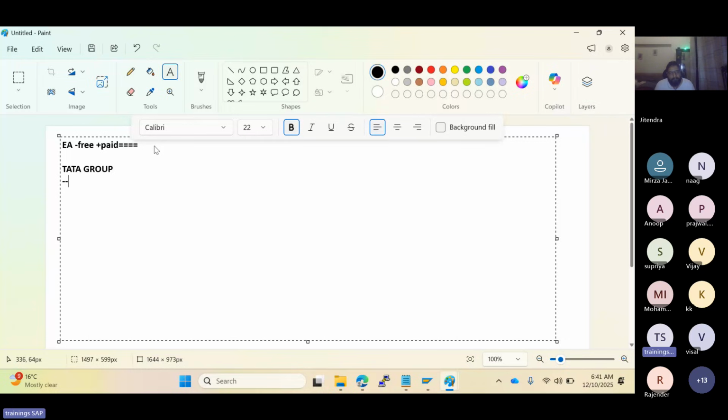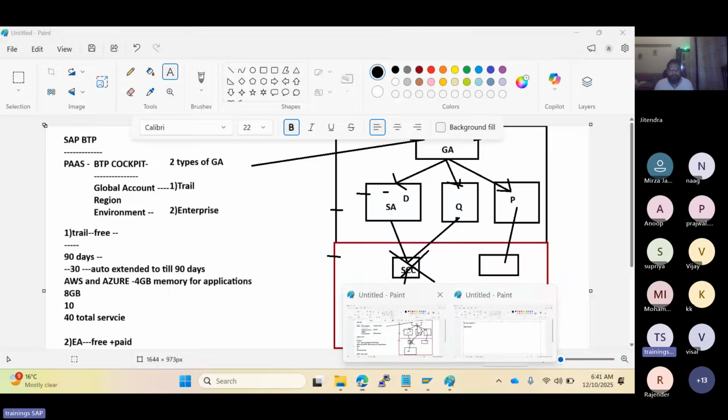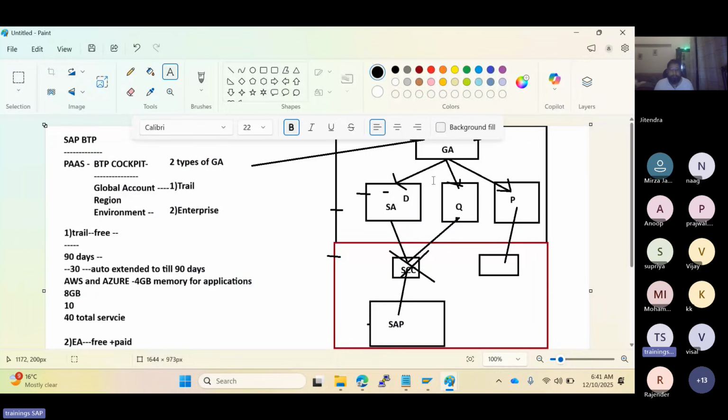Each global account again has business entities, right? Then we can create sub accounts, and then we can create directories. So the main account you get from SAP, and under that you need to create your own account structure. Suppose this is the Tata, then under that we have the business units. Like that we can create multiple accounts, multiple account structures here in the BTP.